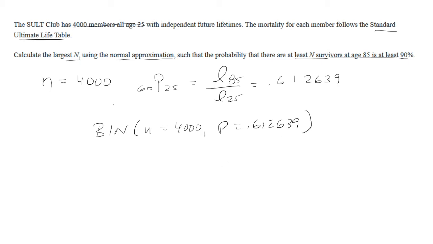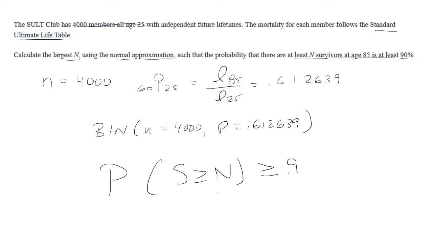So we want to use a normal approximation. So we want to find the largest N. So we'll say this: we'll say S greater than or equal to N. So the probability that there are at least N survivors is at least 0.9. So that's what we need to find.